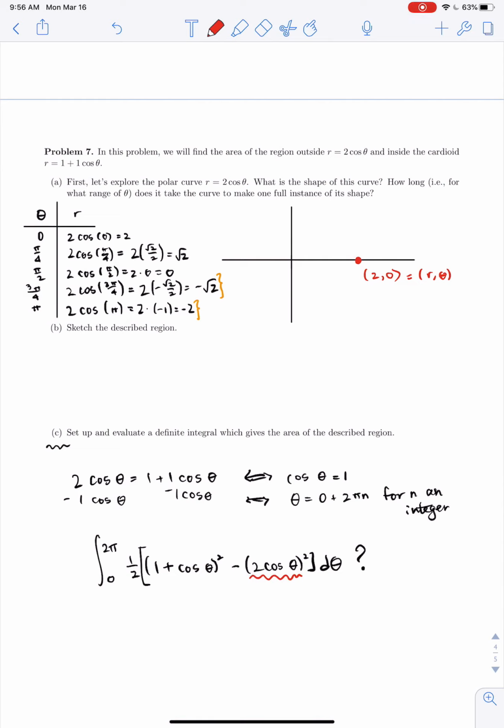And then we've got pi over 4. r is a positive root 2. Okay, then we have pi over 2, so that would be this angle, with r equals 0. Okay, so 0, pi over 2.